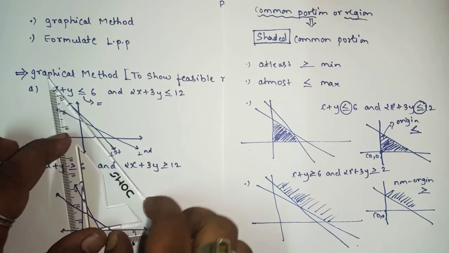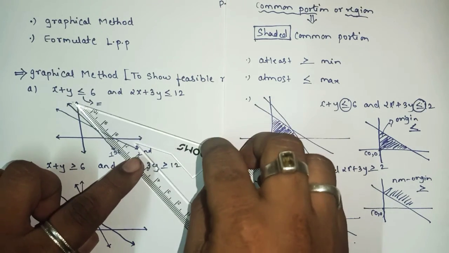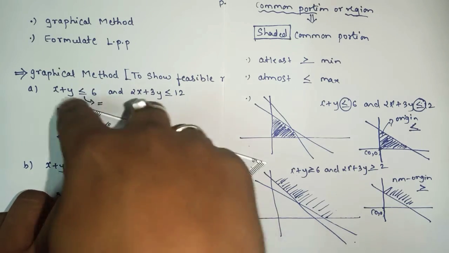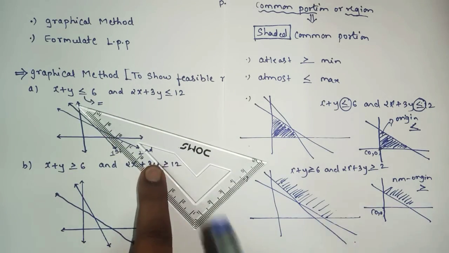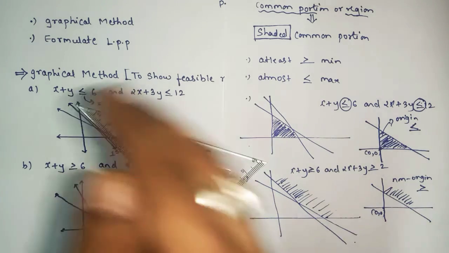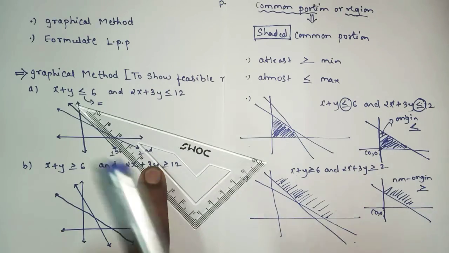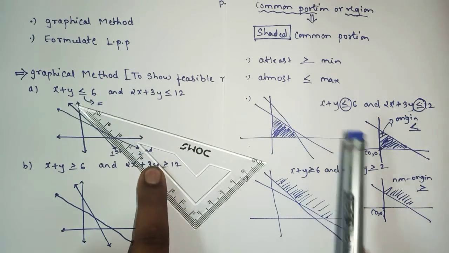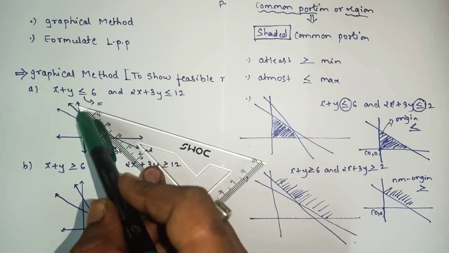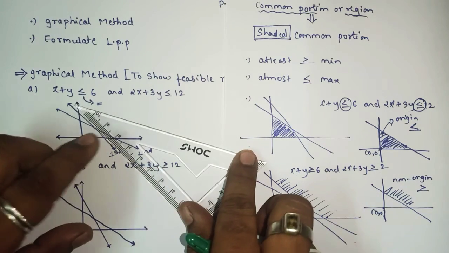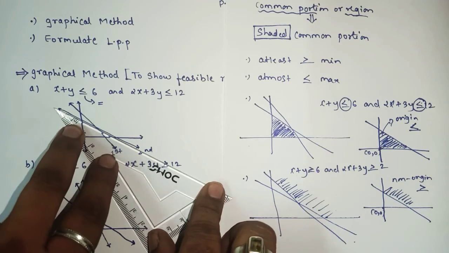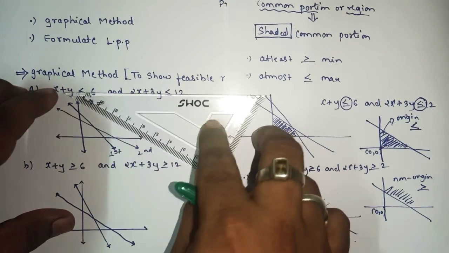Now for the first equation, can I say that this is equation number one? For equation number one, what is the symbol? Less than. So if it contains only one line, where will the feasible region be? This side, no? That means this and this region. Okay, these two regions. Now we'll see the second. For the second equation, can you see the second equation? This is the second.